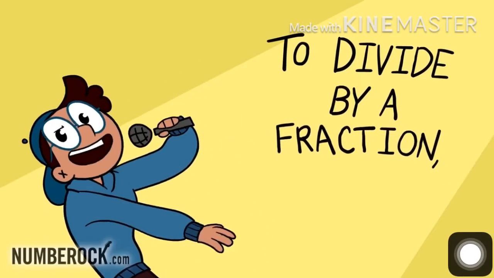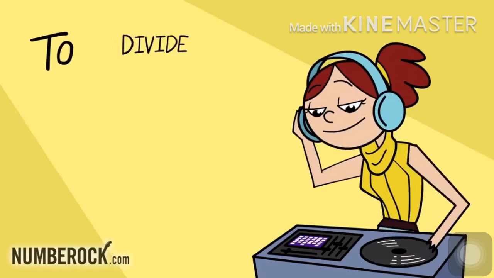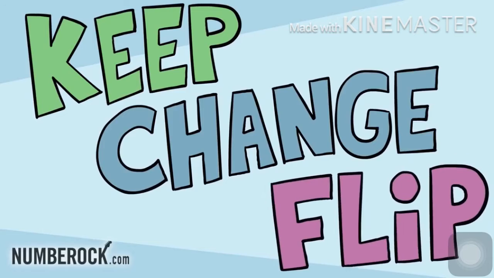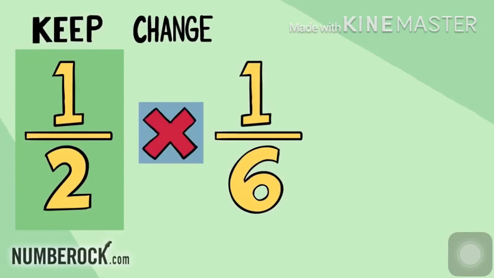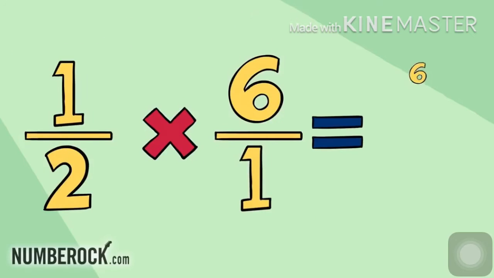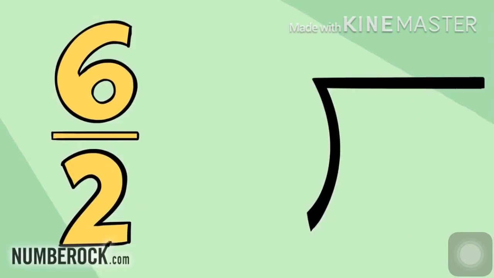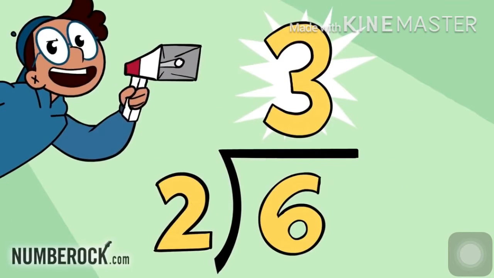To divide by a fraction, here's a tip. Keep, change, flip. To divide by a fraction, here's a tip. Keep, change, flip. To divide 1/2 by 1/6. Keep, change, flip. 1 times 6 is 6 and 2 times 1 is 2. It's an improper fraction, so we're not through. Divide 6 by 2 and the quotient is 3. Keep, change, flip. It's all that you need.